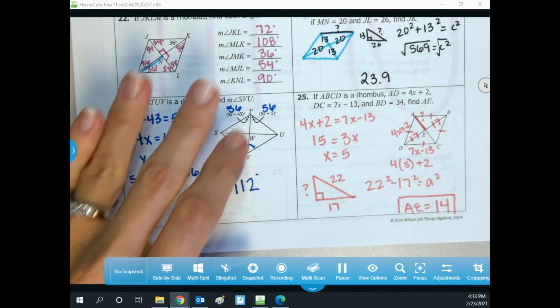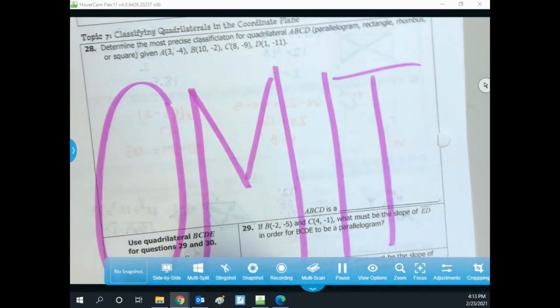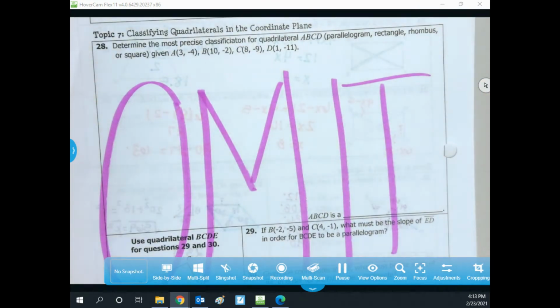All right, let's go to page 31. We are not doing topic 7, so you can omit that. Omit topic 7. All right, number 26.